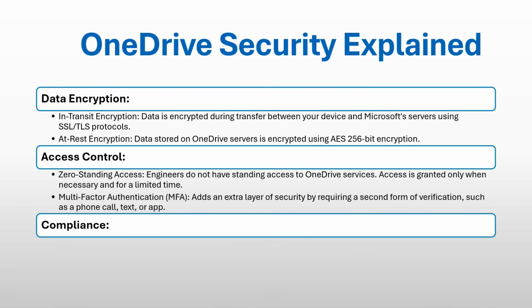As far as access control, we have really two kind of cases here: zero standing access, and we have what's called MFA, or multi-factor authentication. So with zero standing access, access is granted only when necessary and for a limited time. So kind of, the concept of least privilege. In terms of multi-factor authentication, or MFA, OneDrive allows an extra layer by requiring verification via your phone, typically an app, Microsoft Authenticator that you can use, or another type of authentication as well.